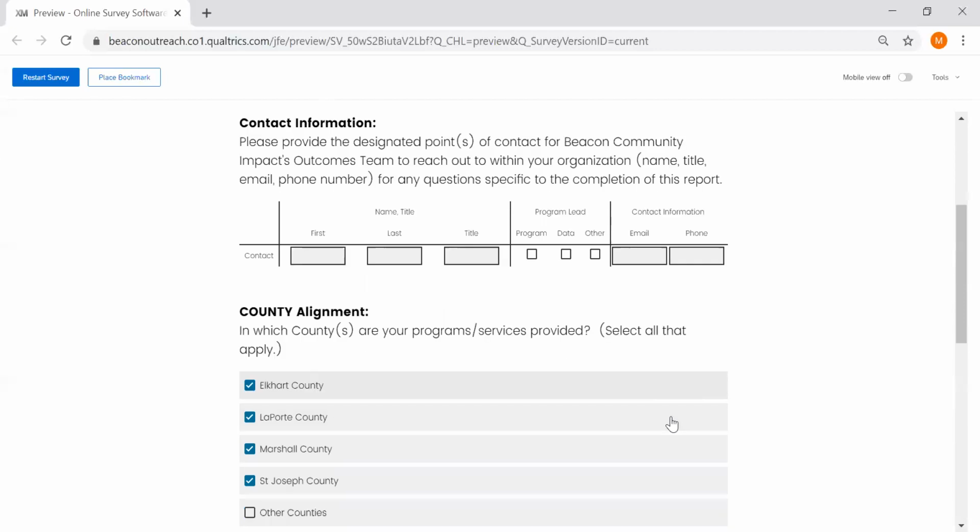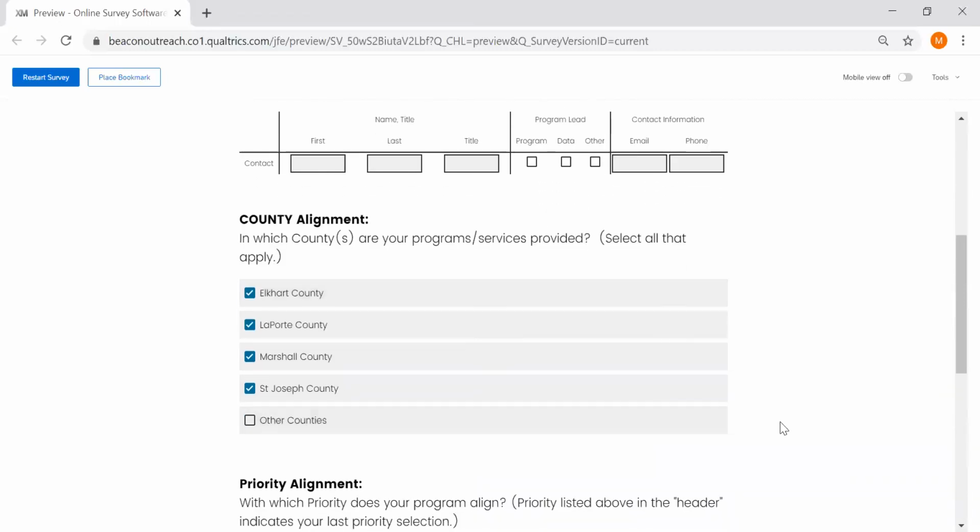County alignment. Please select the counties in which programming was provided. Please note that this is where programming was provided, not where participants' home address is.